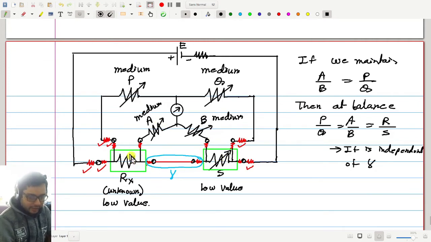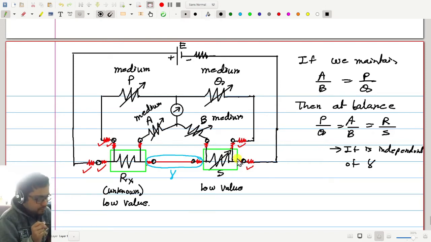And R is the unknown one, that is of low value, I have no control over that. But all these resistances I can choose. Even S I can choose. Maybe I don't need a low value S, I can do with a medium value S. Then no problem, fine. But to get it balanced, I may need one more extra low value resistance. But if medium value can balance it, then no problem, fine. But otherwise, there is a solution.